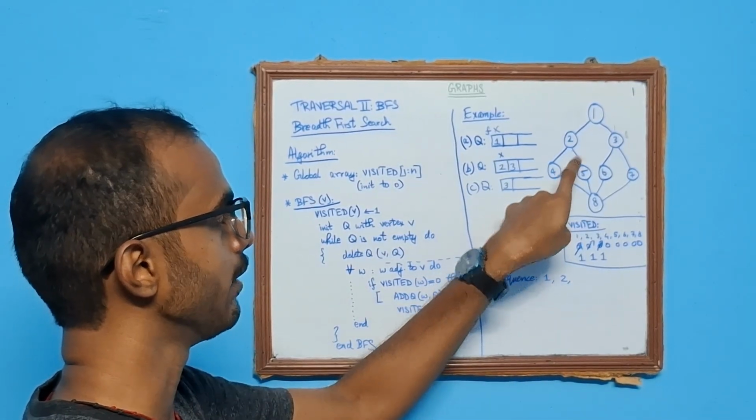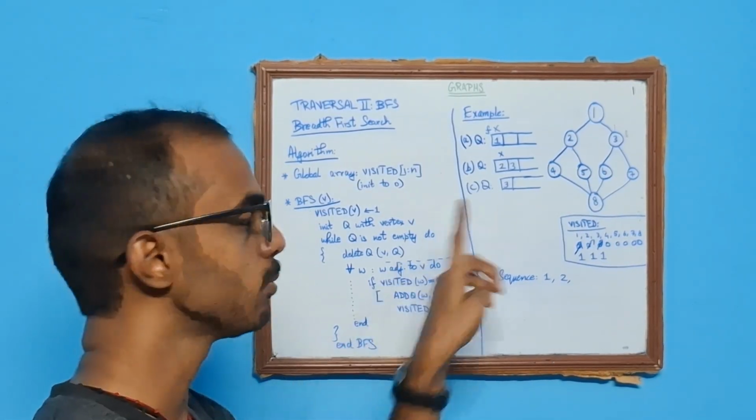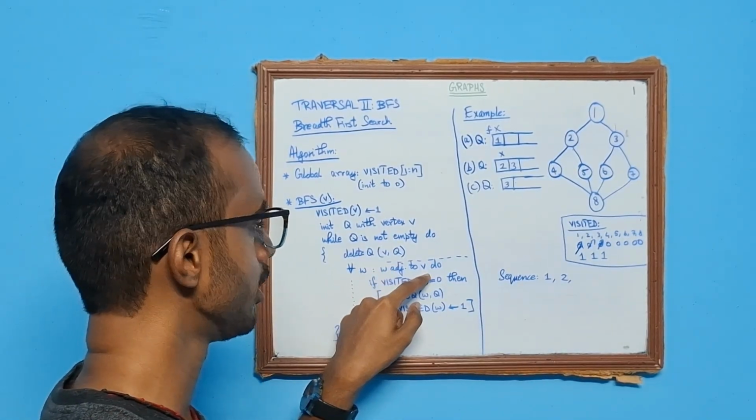Next, 4 is a neighbor, 5 is a neighbor. There are only 3 edges from 2, so we are considering 3 neighbors. 1 is already visited. Now we are going to visit 4. So now if you go to 4, 4 is adjacent to 2.